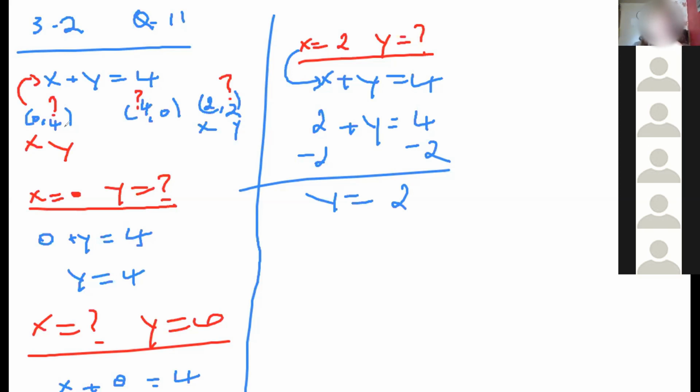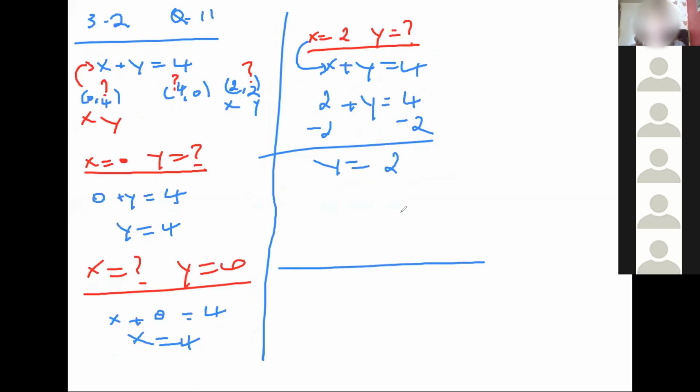So each one of these is a point. We're going to put them on a graph and see how the line ends up. It should be all on the same line. So we're going to do the graph like this.